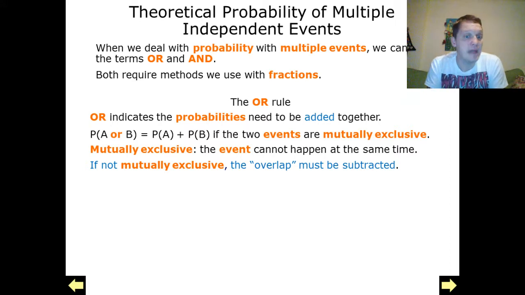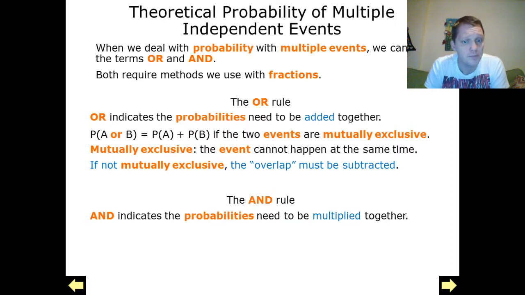So if multiple events are not mutually exclusive, then we must subtract where these are actually overlapping each other. This we can take a look at when we look at Venn diagrams with working out the probability of events.